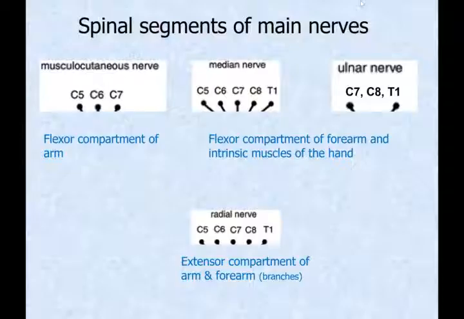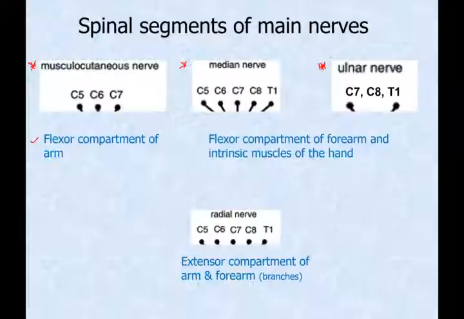Okay, so when it comes to spinal segments of the main nerves, before you go to spinal segments, remember the main 4 nerves that supply the upper limb. They are the musculocutaneous nerve, which supplies the flexor compartment of the arm. Then the median nerve is the other important nerve, and then the ulnar nerve.